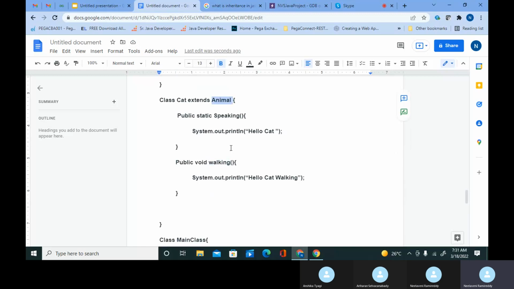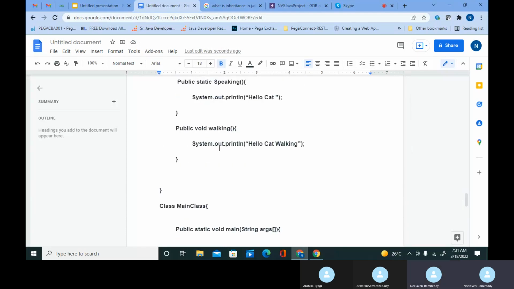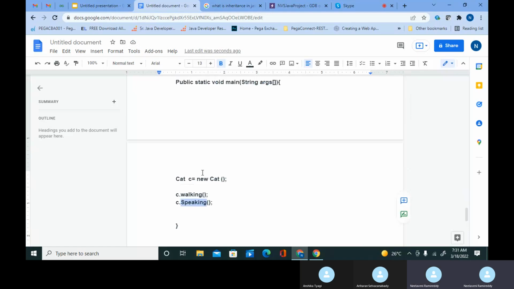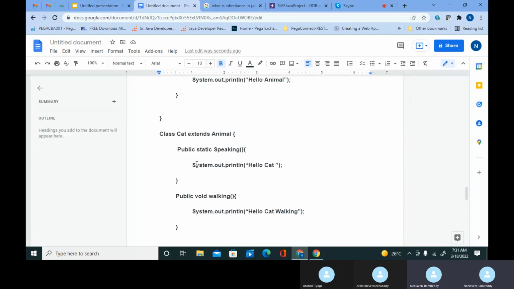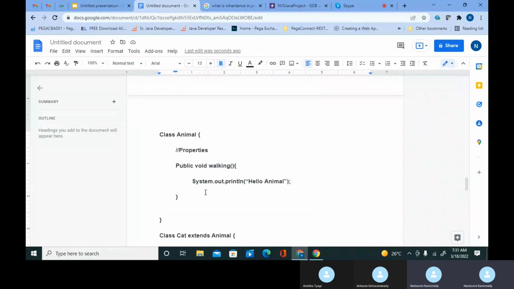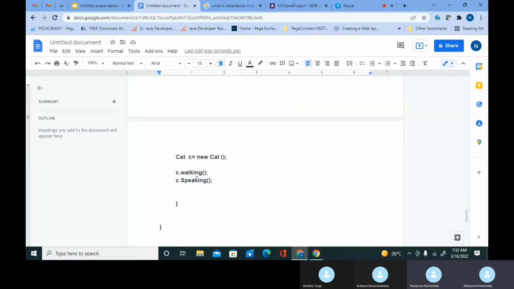Okay. So if I'm going to run this method, which output am I going to get? I'm calling c.walking and c.speaking. So first it's going to check locally, I mean in the child class: is there any method walking in my child class? Yes, there is, so it's going to call the child class method. If it didn't identify any method here, it's going to check in the parent, so from the parent it's going to call. This is the way it's going to work.